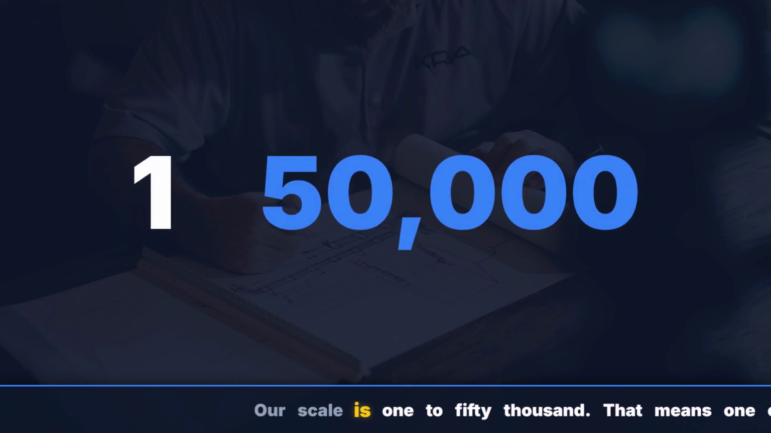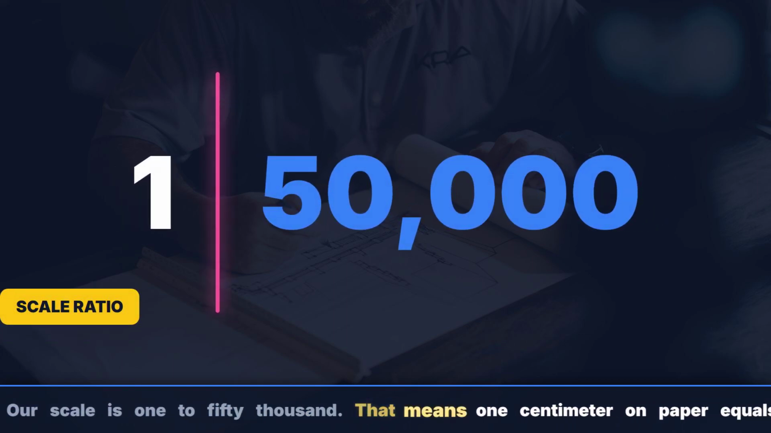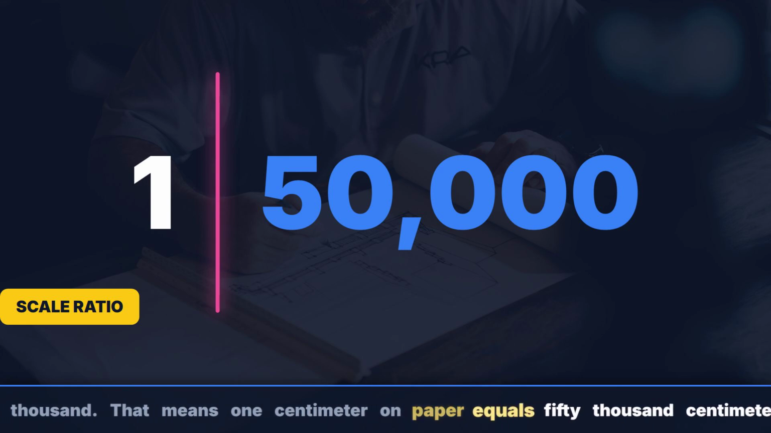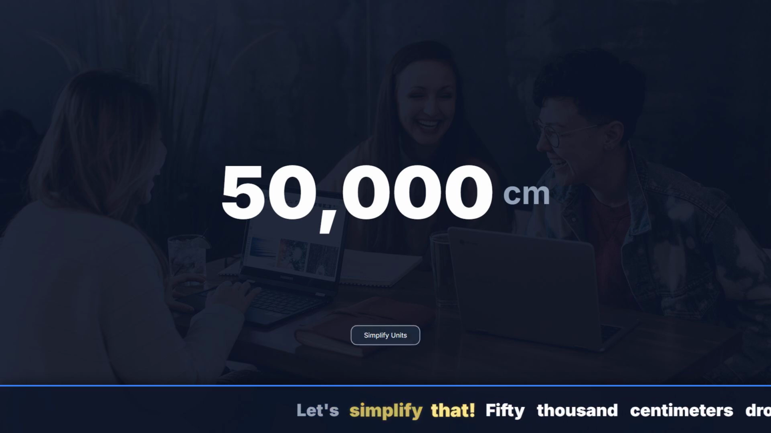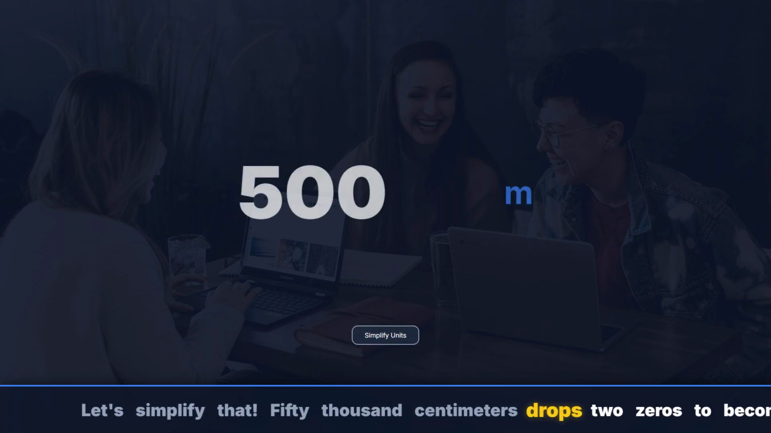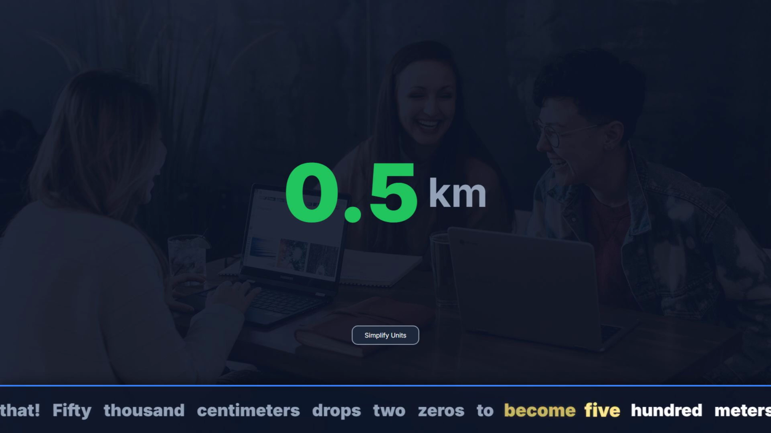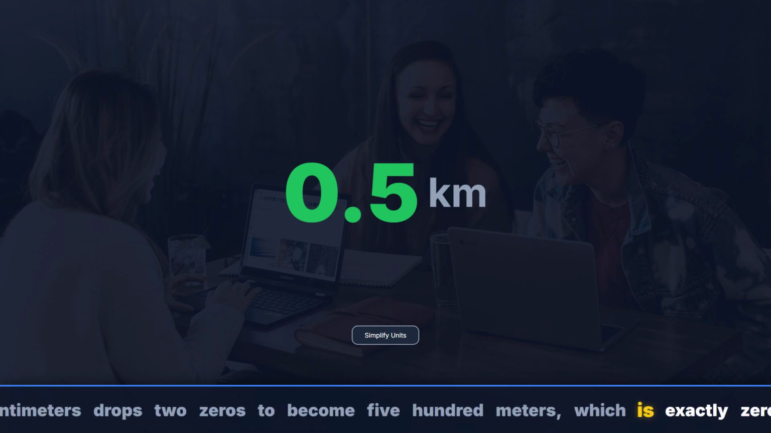Our scale is 1 to 50,000. That means 1 centimeter on paper equals 50,000 centimeters on the physical Earth. Let's simplify that. 50,000 centimeters drops 2 zeros to become 500 meters, which is exactly 0.5 kilometers.